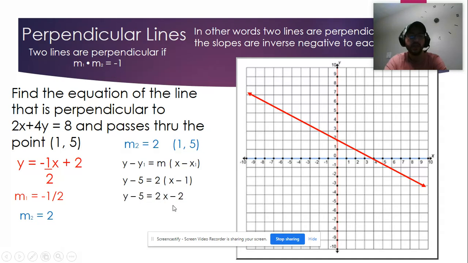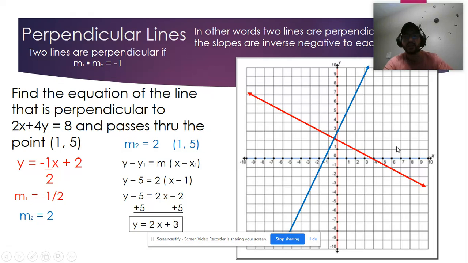Then solve for y, so it will be a lot easier to graph. So y minus 5 equals 2 times x, which is 2x, 2 times -1, which is -2. Then get rid of the -5, which is plus 5 on both sides. And my answer will be y equals 2x plus 3. And if we graph it, we can see the two lines are perpendicular. The slopes are the important part: they are going to be negative reciprocals, like the opposite sign and reciprocal. Let's see another example.